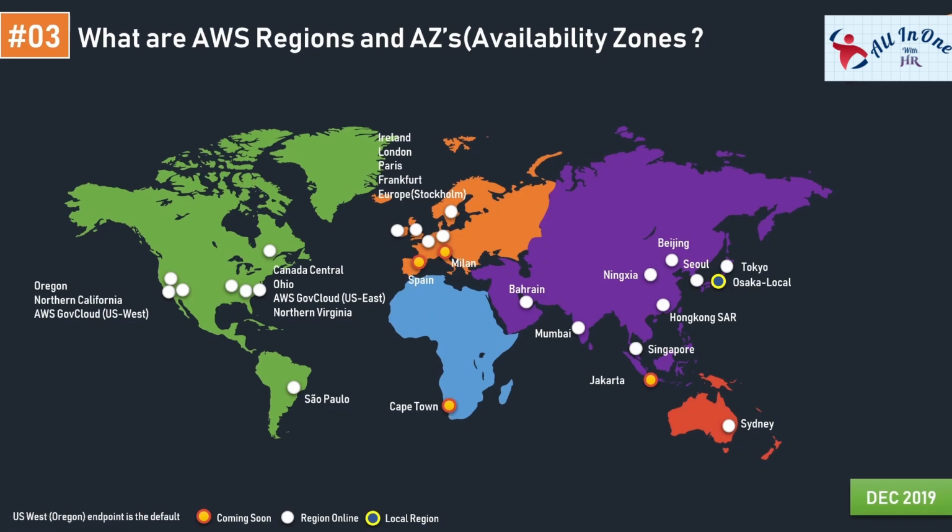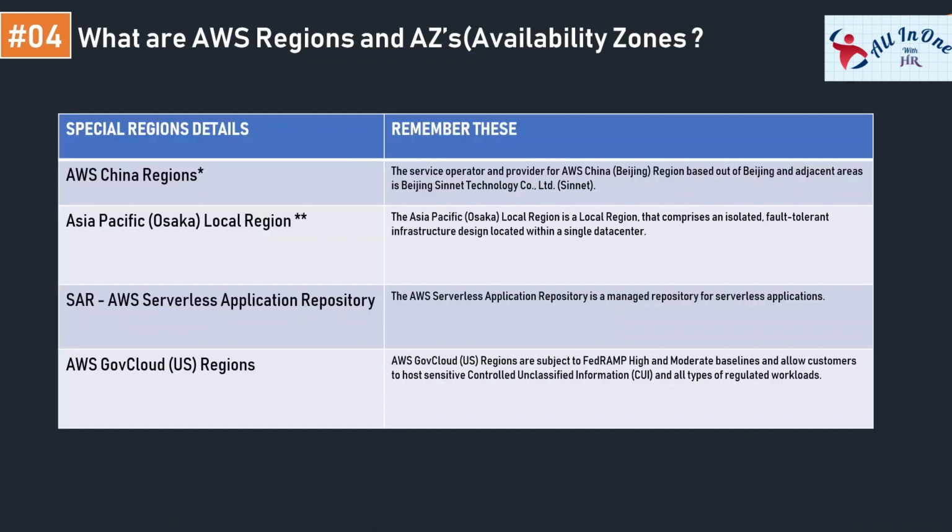So currently there are 69 availability zones and 22 regions. There are a few more coming up in the next couple of years. And let's move forward. One more thing that you need to remember is one of the special regions is called SAR, or Serverless Application Repository. That is basically a managed repository for serverless applications.